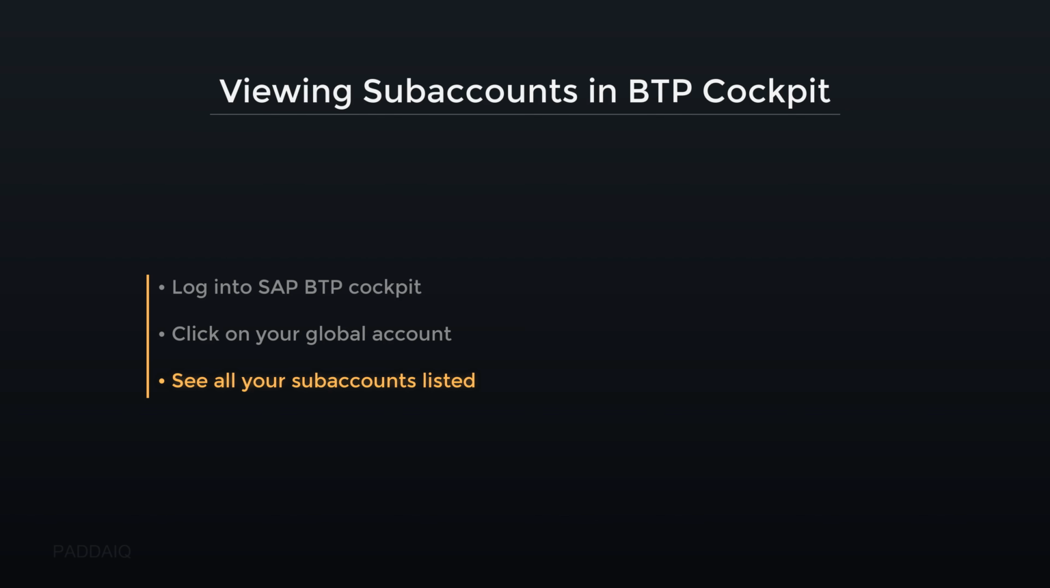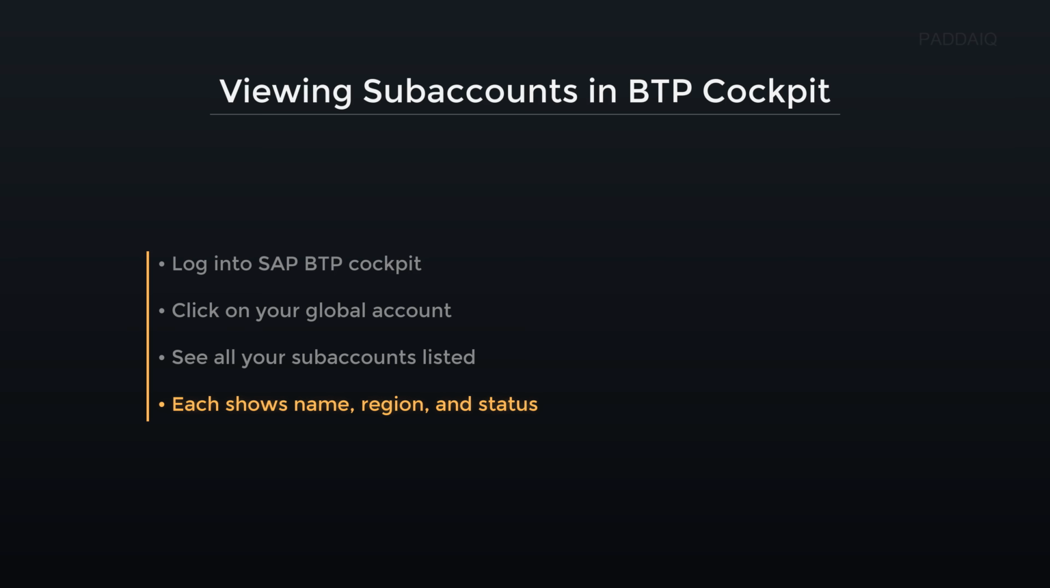See all your sub-accounts listed. This means the BTP cockpit displays every sub-account you have access to in one place. For example, if you manage separate sub-accounts for development, testing, and production, you can view them all together on this screen. This centralized list makes it easy to manage your different environments efficiently.